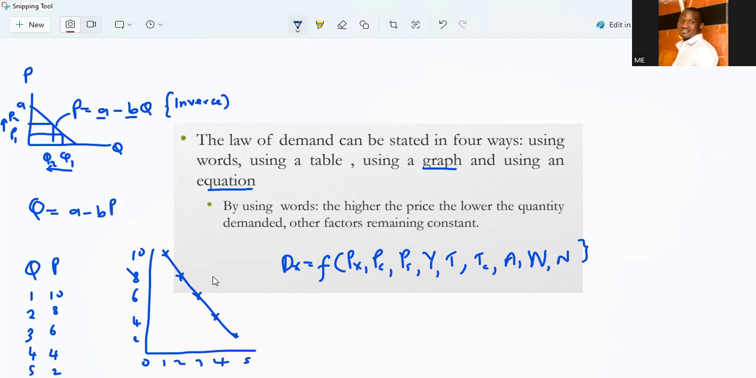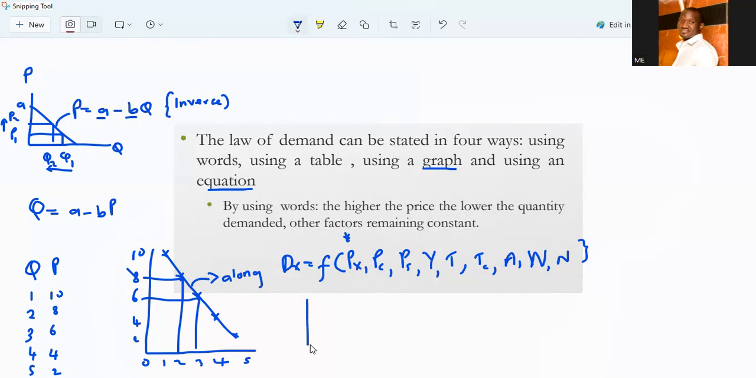So for these factors, only price propagates a movement along the demand curve. So this movement is called along. This is the only factor that perpetuates a movement along. All these other factors will cause a shift either to the left or to the right.